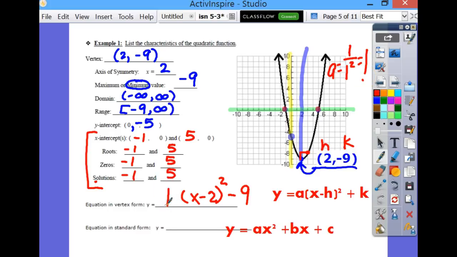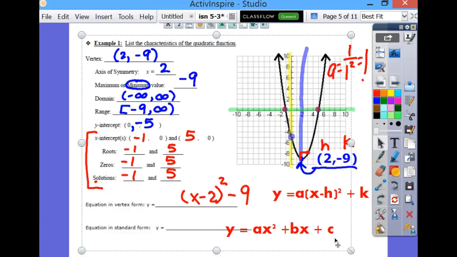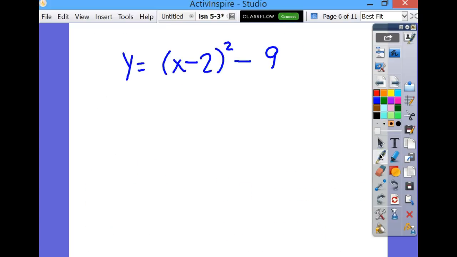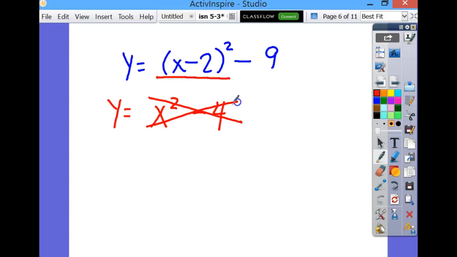You can write in the 1, but usually we don't. Usually we leave it out. We need to put this in standard form like we were writing last week. So to put that in standard form, I'm going to need to multiply out this binomial. This is not the correct way to multiply that binomial. I need to multiply it out using a box problem.